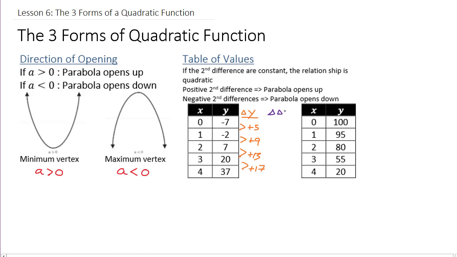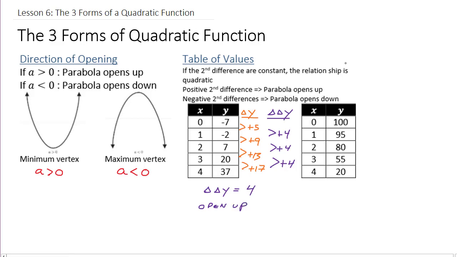Let's check the change in y. Remember, we use that symbol delta. It's a Greek letter, a triangle, and in science and mathematics, we use that to represent change. From 5 to 9, we increase by 4. From 9 to 13, we increase by 4. From 13 to 17, we increase by 4. Since the second differences are constant, they're always +4, the change in y is equal to +4. That tells us that it is therefore a parabola. It is quadratic. And I can also tell that this is going to open up because the change in y is positive. So that tells me that it opens upwards.